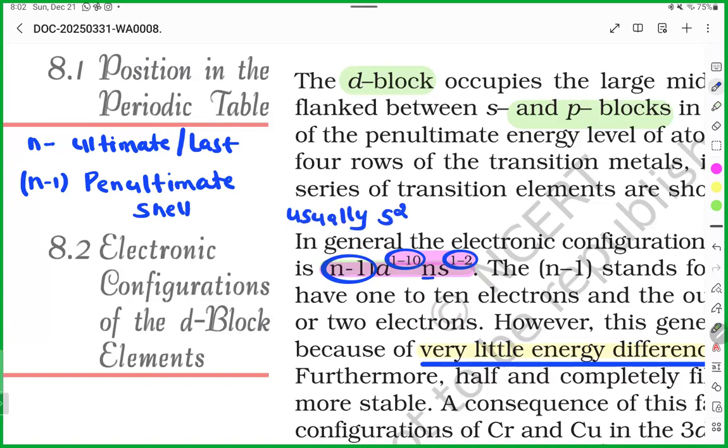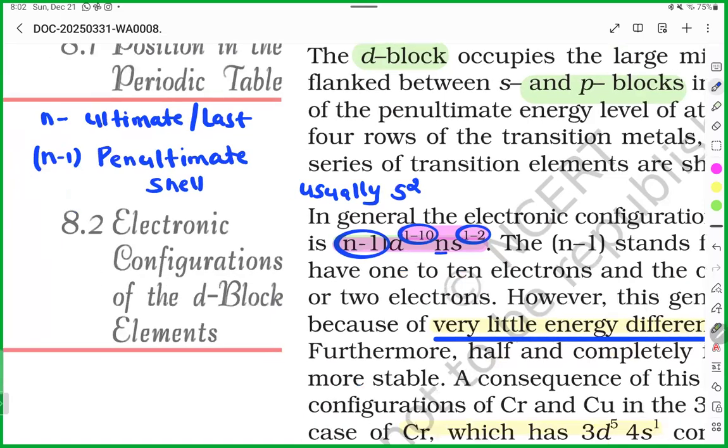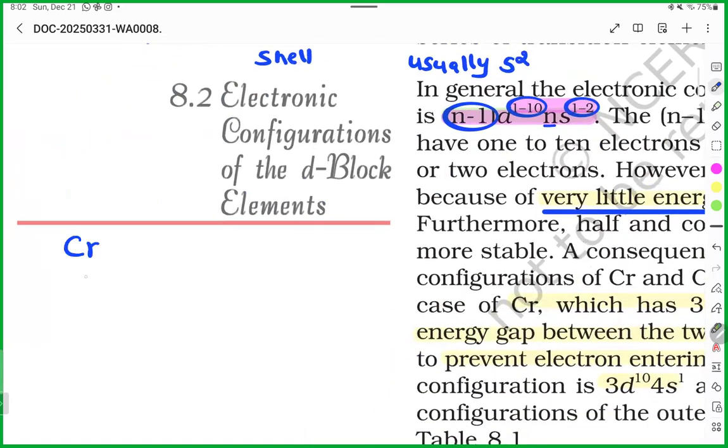Usually s has 2 electrons. But there is a special case, for example chromium and copper, right? You know this. Chromium is 24, and copper is 29.